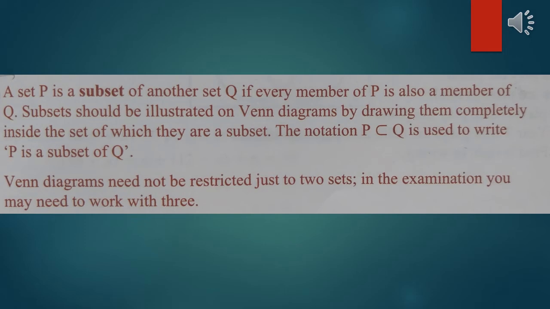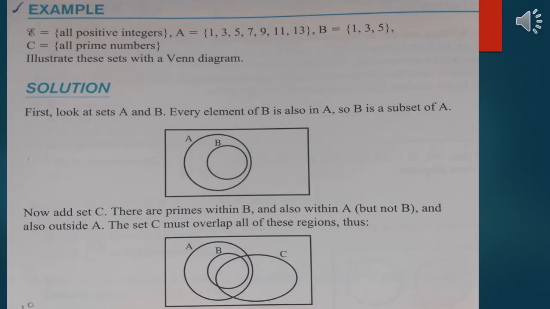A Venn diagram need not be restricted to just two sets. In the examination, you may even need to work with 3 sets. Now, the example is given. The universal set is all positive integers. A is 1, 3, 5, 7, 9, 11 and 13. B is 1, 3, 5. C is all prime numbers. Illustrate these sets with a Venn diagram.